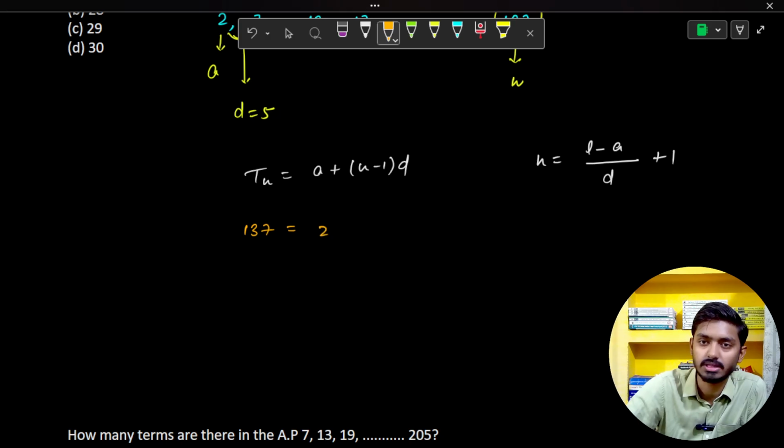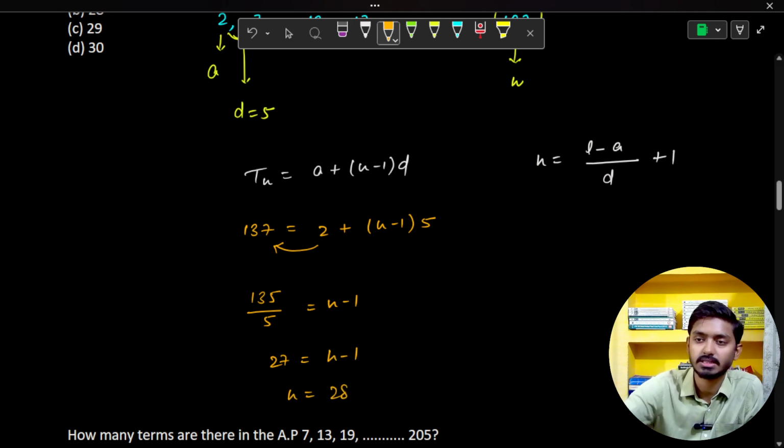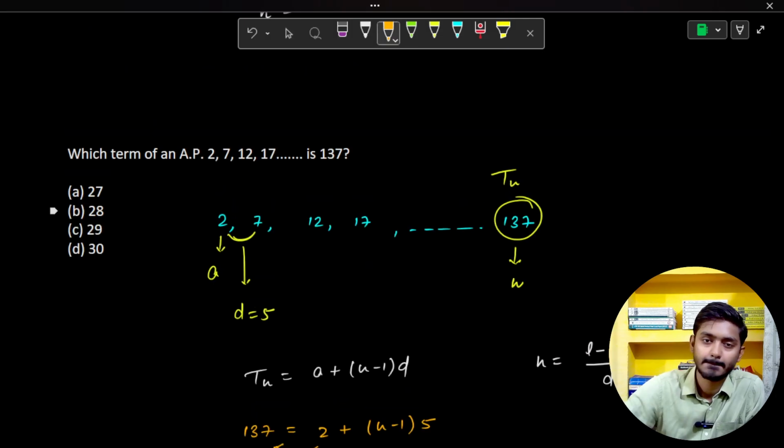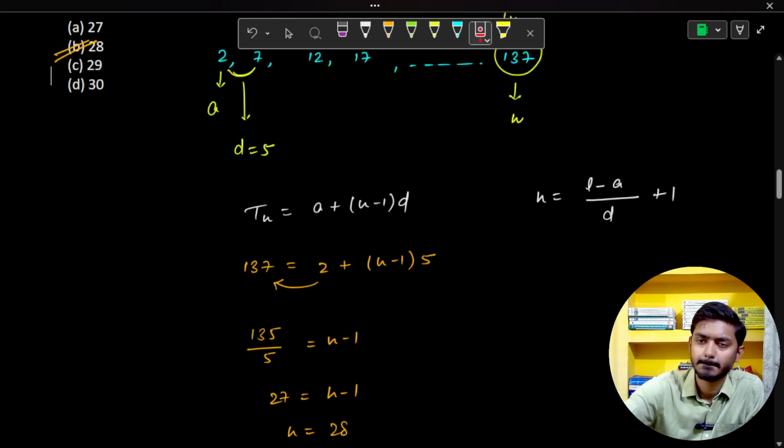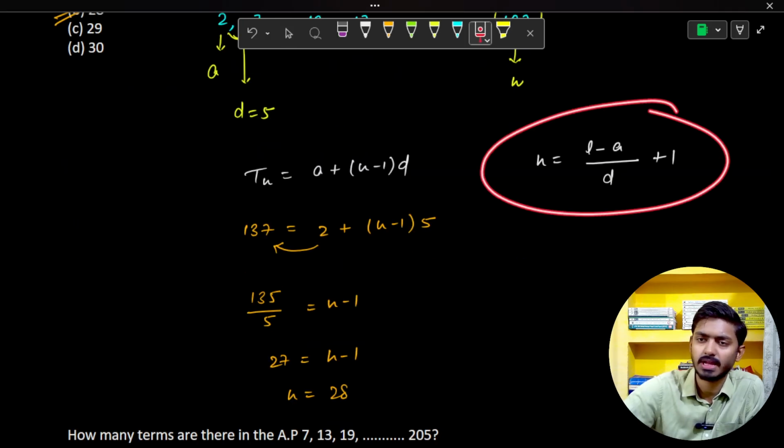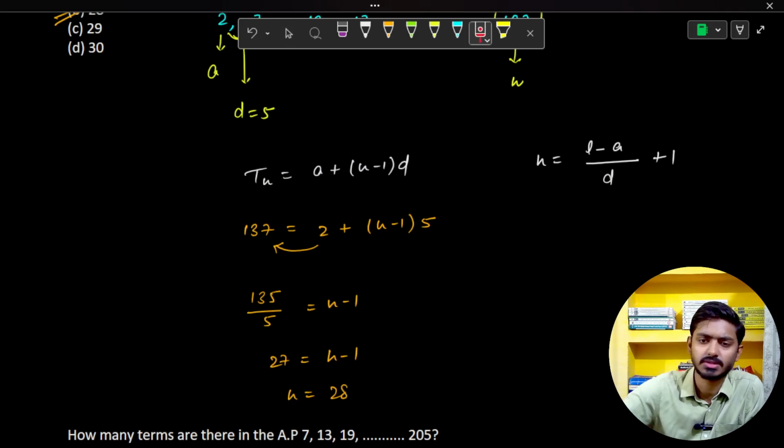A over here is 2, n minus 1, and the D is 5. If you subtract this, you get 135. 135 by 5 equals n minus 1, which is 27. N would be equal to 28. Simple as that. You could have used this formula as well. You would have gotten the same answer.